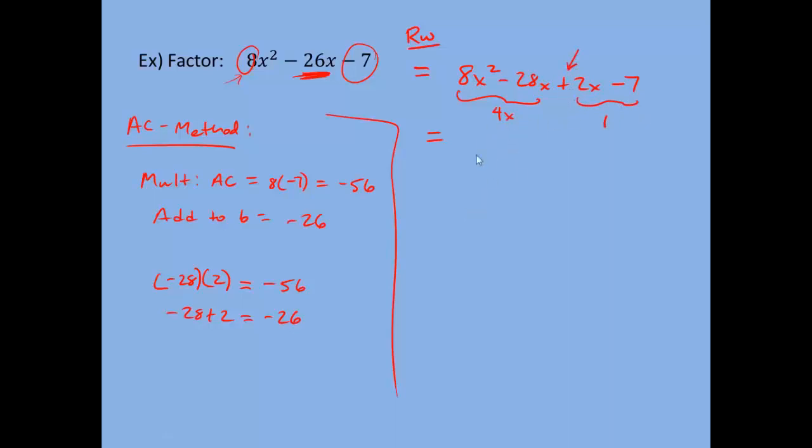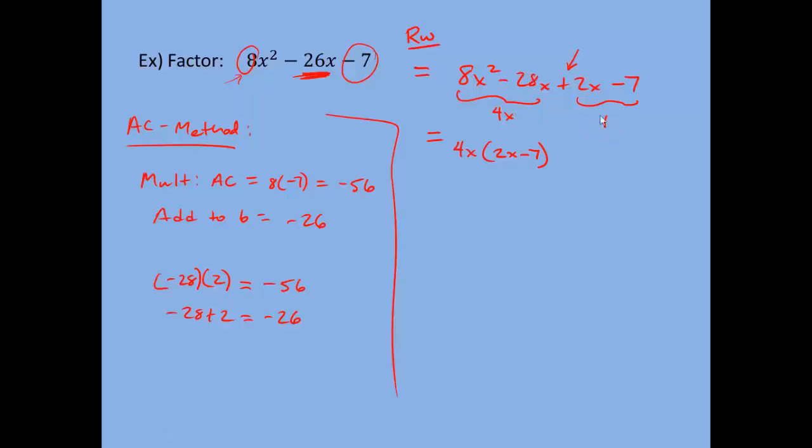Now we're going to factor out the GCF from each group. So I'm going to have 4x here being factored out of the first group. We got 8x squared divided by 4x. That's what you do when you factor it out. 8 divided by 4 is 2. X squared divided by x just gives you x. And then we had a negative 28x divided by 4x. Negative 28 divided by 4 makes it a negative 7. X divided by x cancels out to a 1. So we have 4x times 2x minus 7 just from that first group.